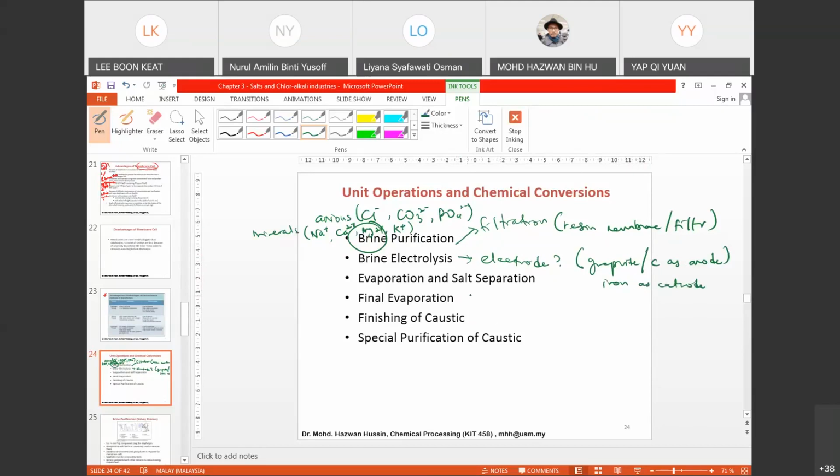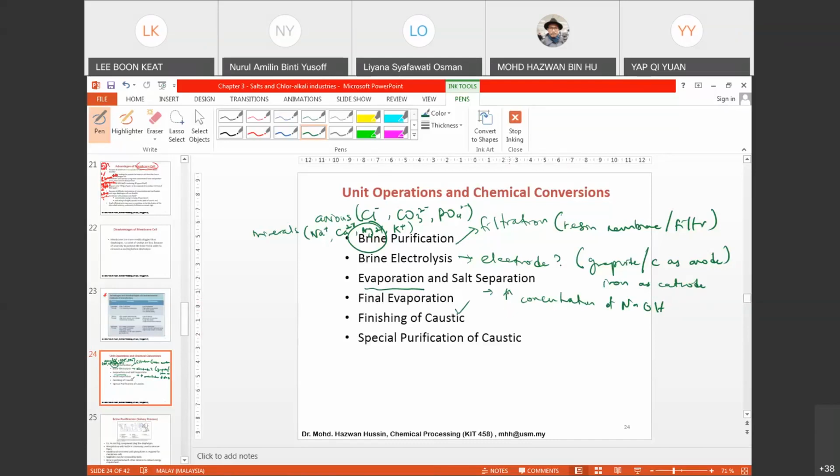Evaporation and salt separation are important because in order to increase the concentration of sodium hydroxide, you will need evaporation. And for the salt separation, of course, if you produce sodium hydroxide at the end, how are you going to separate it? This will be effective when you use filtration, because when you evaporate, some of it will become solid, and you need to remove the solid from the liquid solution.